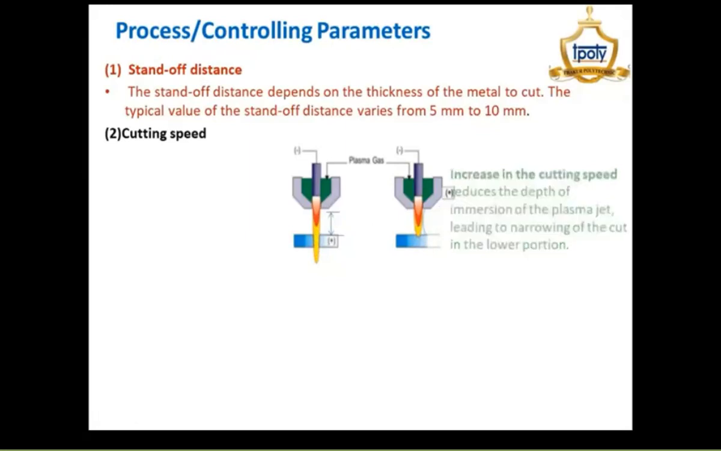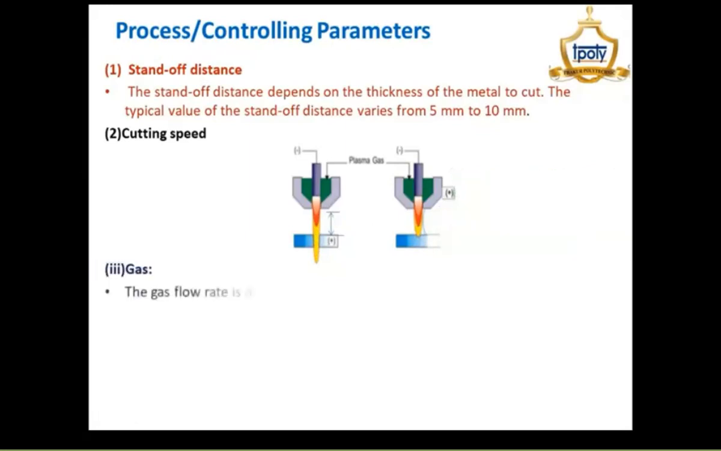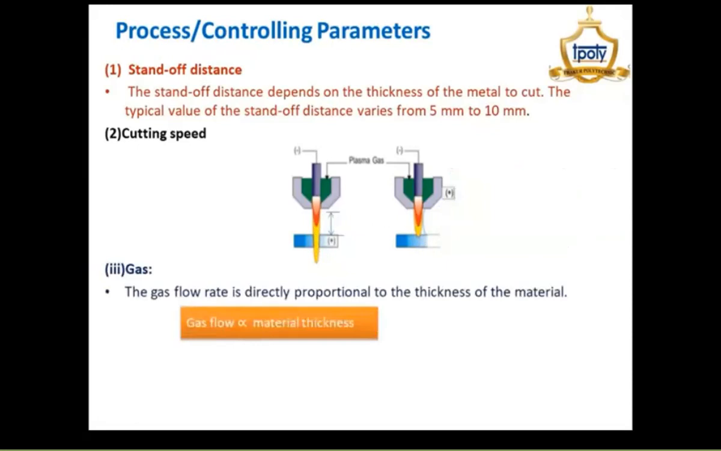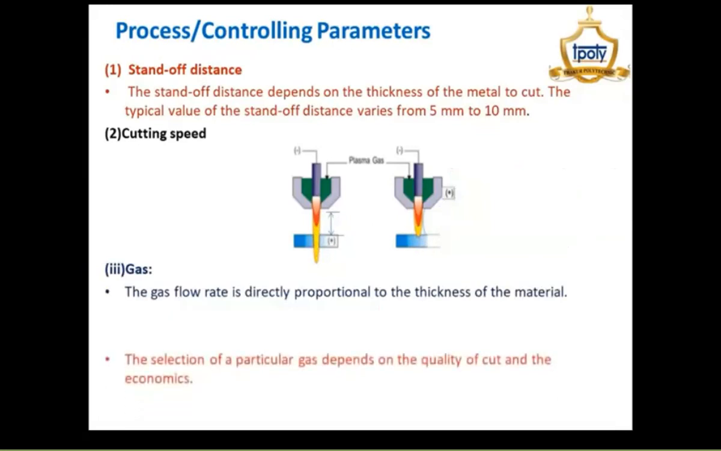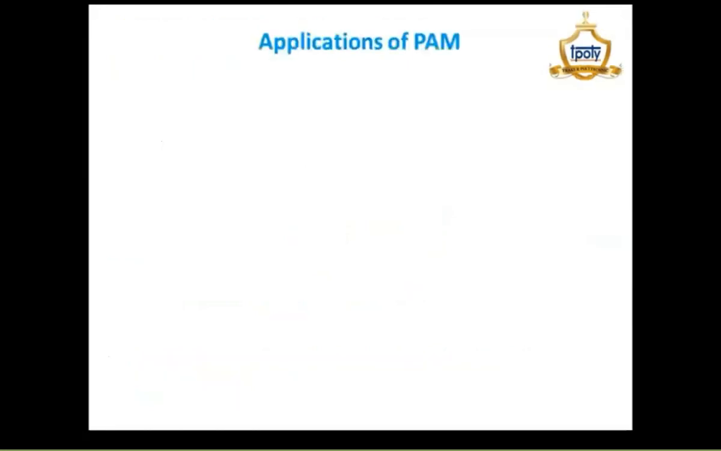speed. Then the next parameter is the gas. So the gas flow which we are using here is directly proportional to the thickness of the material. It means that as the thickness increases, the gas flow rate will also increase. Now, particularly when we are selecting the gas, it depends upon what type of quality is required for that product. Okay, and economy is also a very important parameter. This is all about the process or the controlling parameters of the plasma machine.